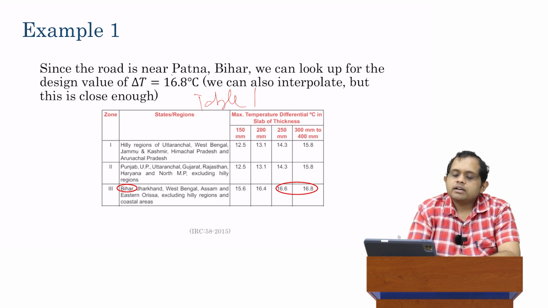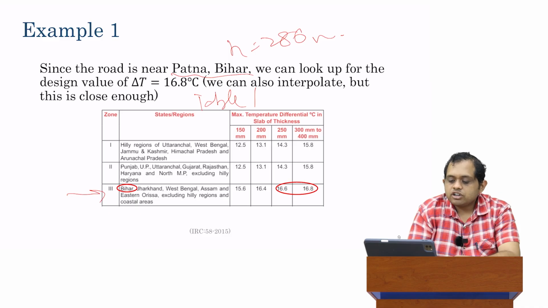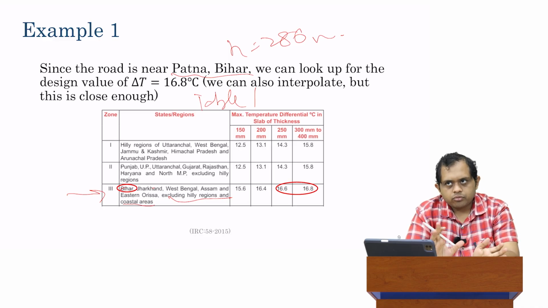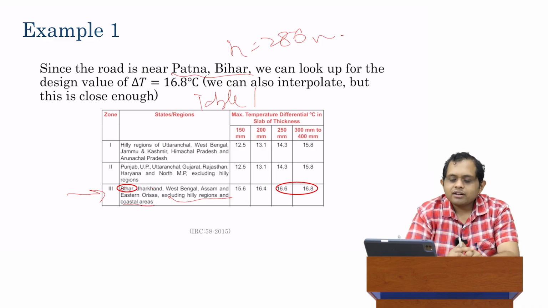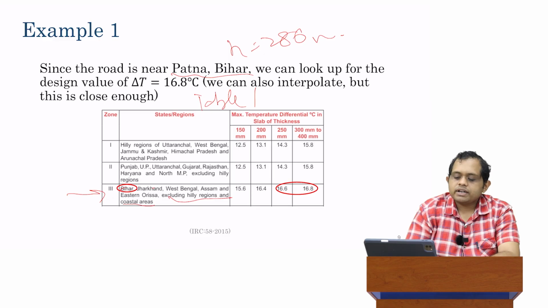It's given that we are near Patna, Bihar. We are given that H is equal to 280 mm. Okay, so let's find Bihar in this list. Bihar is over here. If you look at zone 3, it says Bihar, Jharkhand, West Bengal, Assam and Eastern Orissa, excluding hilly regions and coastal areas. So Patna, I haven't been to Patna, but I'm fairly sure there are no hills over there. So we definitely are not looking at any hilly regions, and it's a landlocked state, so there's definitely no coast. So it's safe to use zone 3 Bihar for Patna.